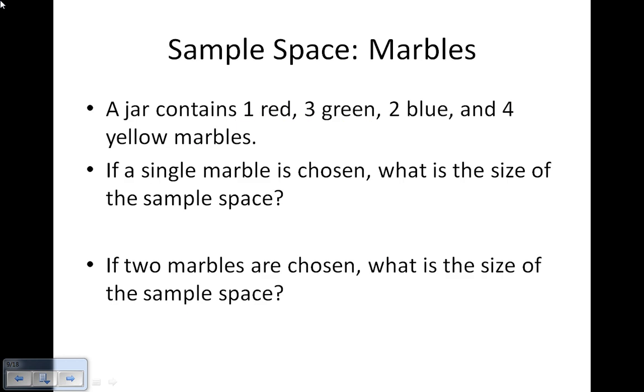Marbles. A jar contains 1 red, 3 green, 2 blue, and 4 yellow marbles. Well, let's add those up. 1 and 3, 2, 4. That's going to mean that there's 10 marbles total in the jar.